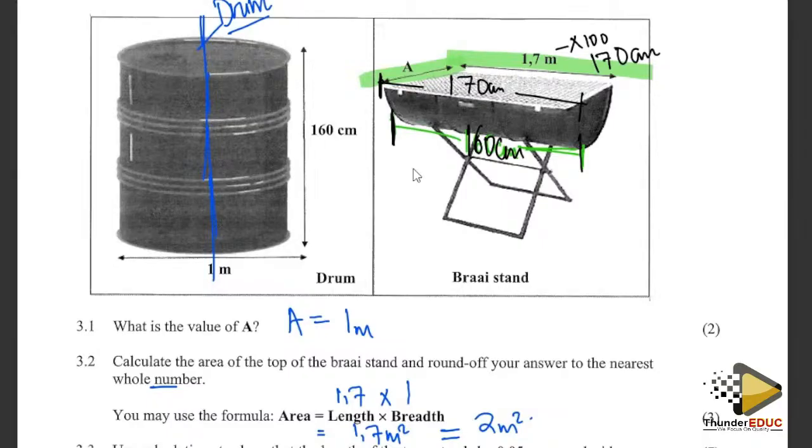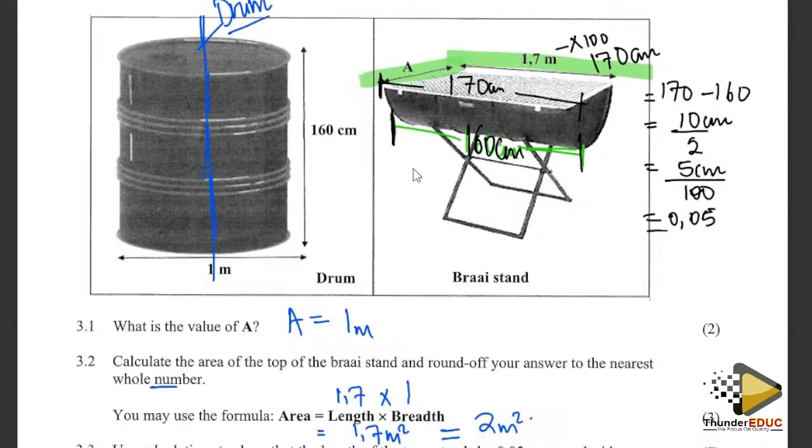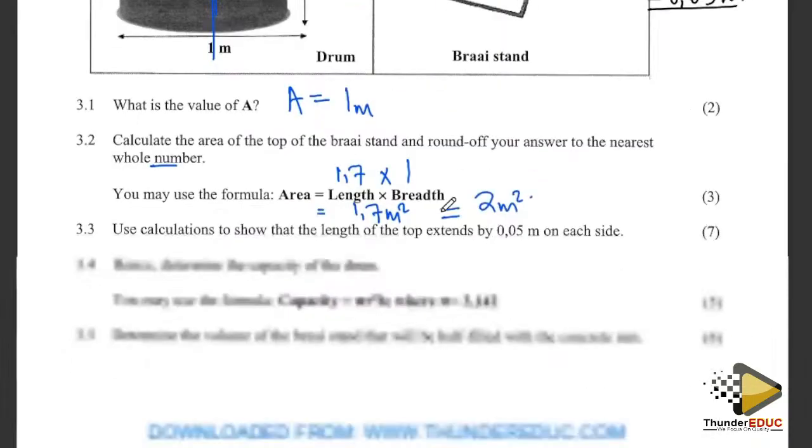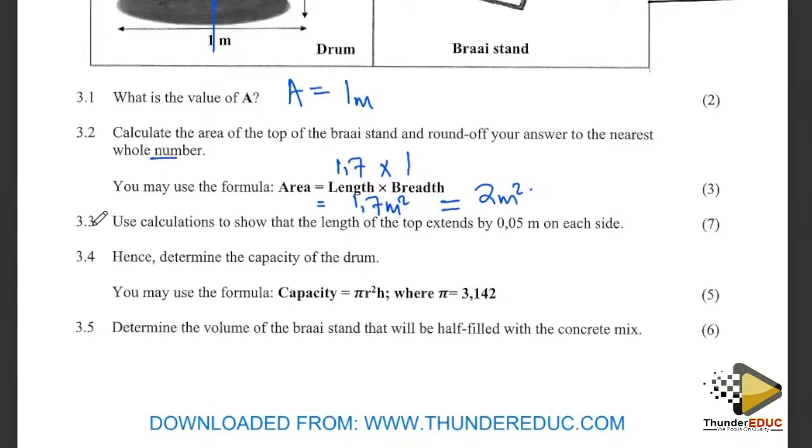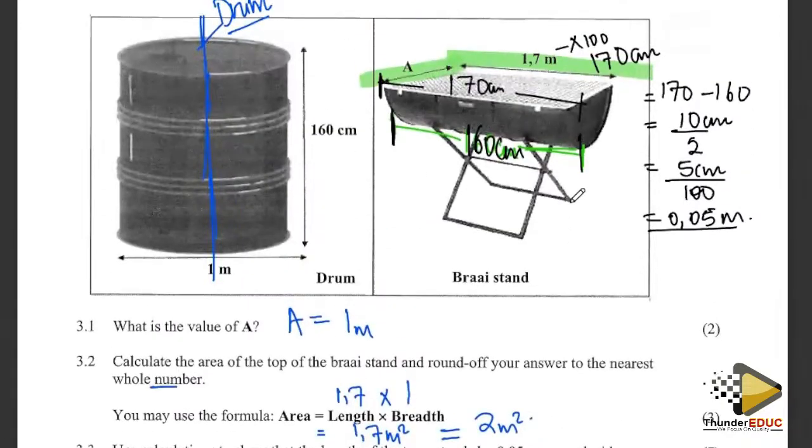Okay, so now here we go. We say 170 minus 160. What's the answer? We remain with 10 centimeters. So we need to divide it equally on both sides. So simply meaning we divide by 2. The answer becomes 5 centimeters. We don't want centimeters, we want meters. So we divide by 100. So the answer becomes 0.05 meters. So you've proved it. We are doing question number 3.3. I was trying to explain it in a logical way.